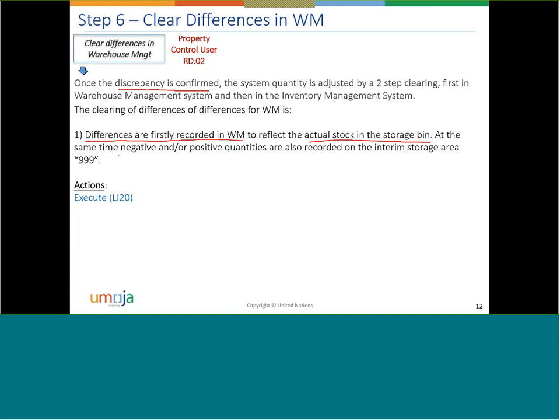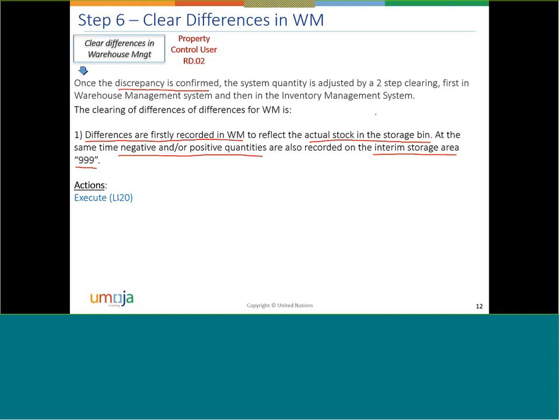At the same time, negative or positive quantities, and we'll get to that in a second, are also recorded in the interim storage area 999. So what this means is, in the example I just made, we said we had 10, but now we have 9. So there is a difference of 1, a shortage of 1. Okay, but who is short on 1, me or the system? In this case, the inventory management would have a surplus of 1 item, right? The one that we cannot count.